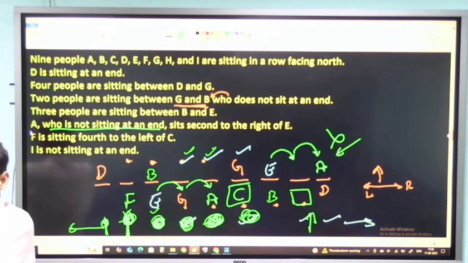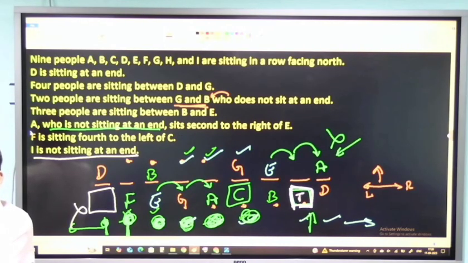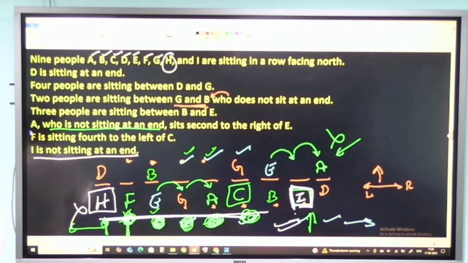Let me check the next hint. I is not sitting at the end. Now I have only 2 places left, one is this one, the other is this one. But the question is saying I cannot be at the end. So the only option left for I is this one. Now if I observe, A is fixed, B is fixed, C, D, E, F, G are fixed, only H is not fixed. So the only place left will be for H, and this will be my final arrangement. So the answer for this question is H, F, E, G, A, C, B, I, D from left to right.